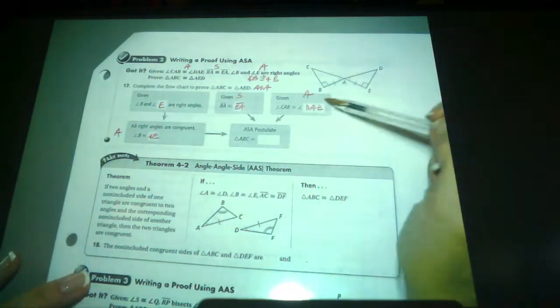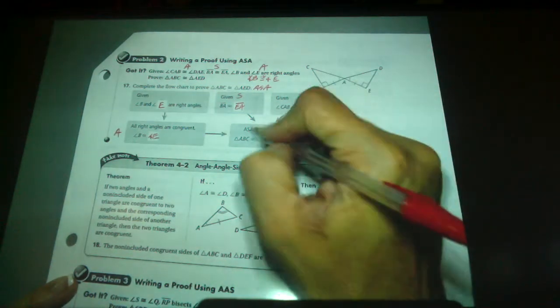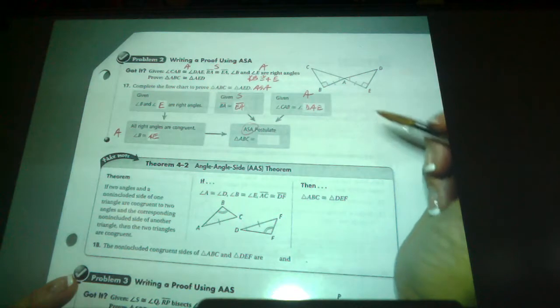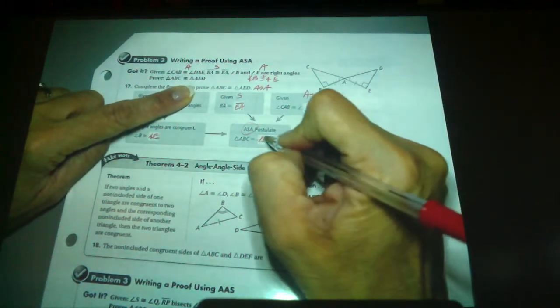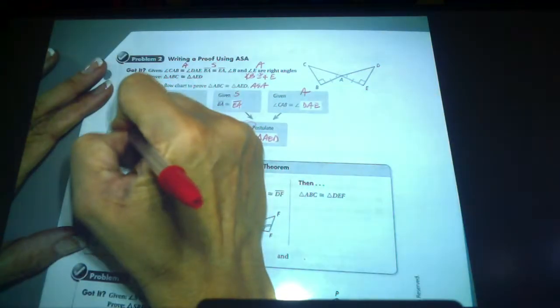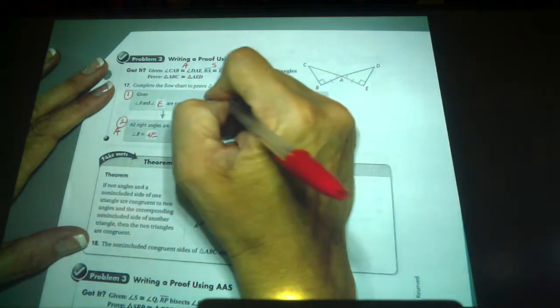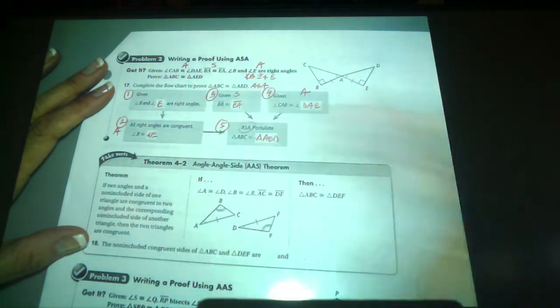So ASA, check it off. I've hit my third piece. I can now prove the triangles congruent by that ASA postulate. And so triangle ABC is congruent to triangle AEB. You have to write it exactly as it states. So the proof shouldn't be too much longer than that. And if we were doing this in a two-column proof, this would have been statement one, this would have been statement two, this would have been statement three, this would have been statement four, and this finally would be statement five.